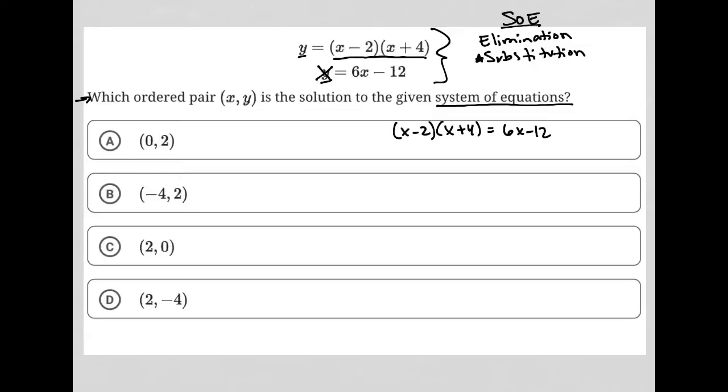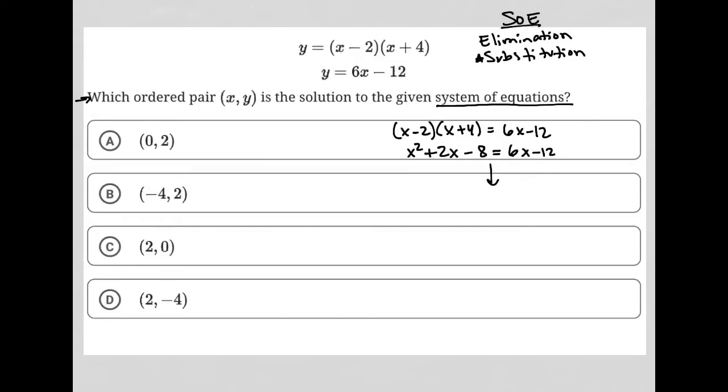I can FOIL here and get x squared plus 2x minus 8 is what would happen there once you finish FOILing. And I'd have equals 6x minus 12 and can combine like terms, of course. But I actually don't want to go through this process. I want to show you a different method that you might like, right? It might get you to the answer a bit faster.